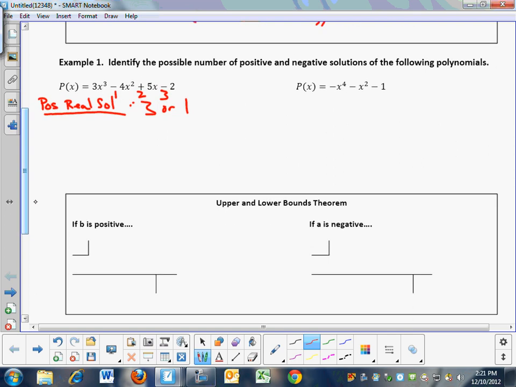Now, that's positive. We just did p of x. Now I have to do p of negative x. So let's plug a negative x in there. If you plug a negative x in, what do you get out? Negative 3x to the third. Does the next one change? No, minus 4x squared. Minus 5x, minus 2. Are there any sign changes? No. So therefore, negative real solutions, there are none.